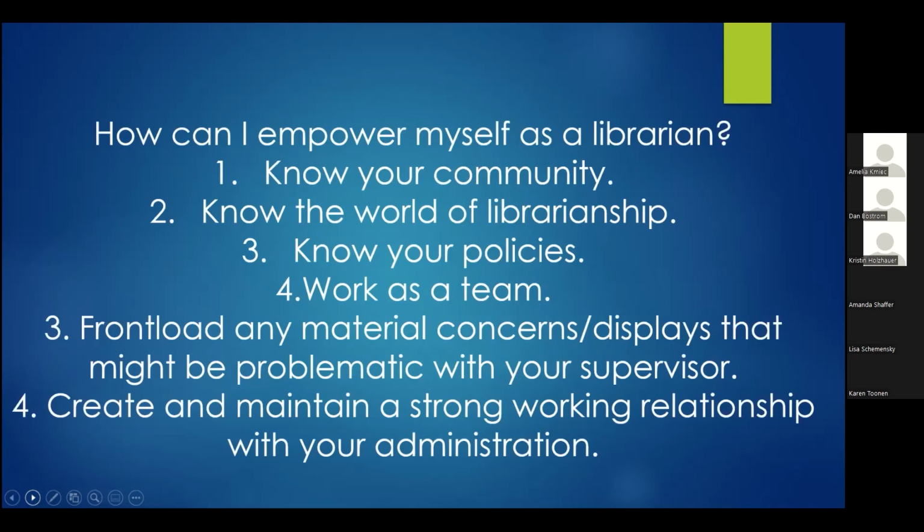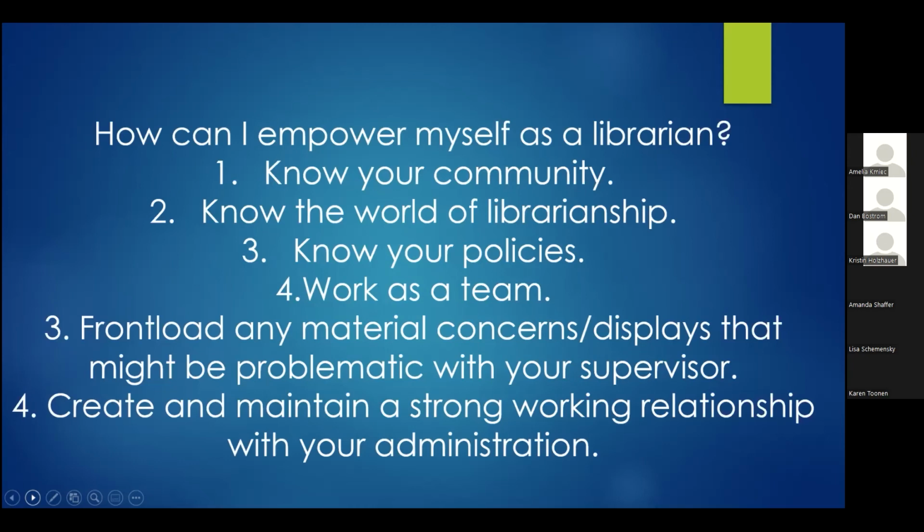Number one, know your community. Two, know the world of librarianship. Three, know your policies. So when someone challenges a book, you can say what Kristin said about how they can submit it to the board. Work as a team. I am not an island. I do the best work when I am informed by other people who work with me, and I check out things I have all the time that I think are problematic with my coworkers.